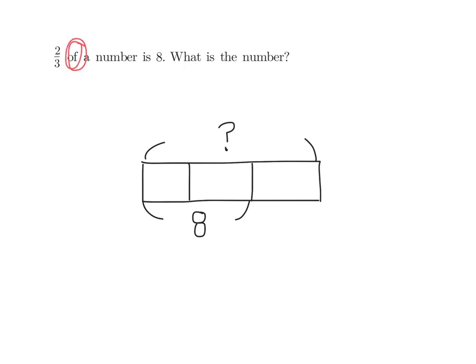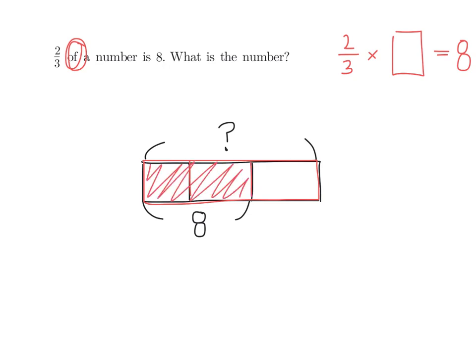We now know that the word of means multiplication. So what this means is 2/3 times something of a number will equal 8. And we have to find out what the missing number is. So if we draw a tape diagram, we know that the whole is what we're trying to find out. But if we divided the whole into thirds, and we found 2/3 of them, that'd be 8. Okay, and we're trying to find the whole. So what information is given to us?